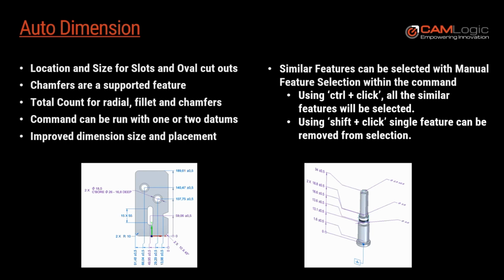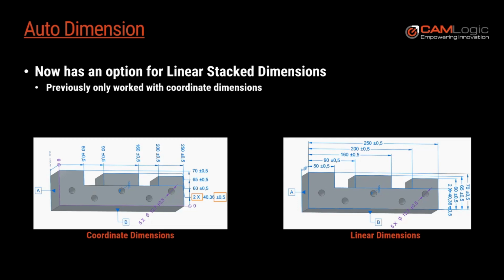They also added a bit of a time-saving feature, especially if there's already dimensions on your part. You can use the manual feature selection to select specific features that you want to dimension rather than the entire part. The other thing they've added is the option for linear stacked dimensions, which is just another dimension style. So coordinates on the left, linear stacked dimensions are on the right. In previous versions, coordinate dimension was the only option, so they've added that stacked option.